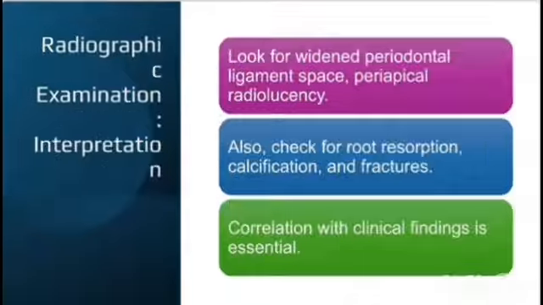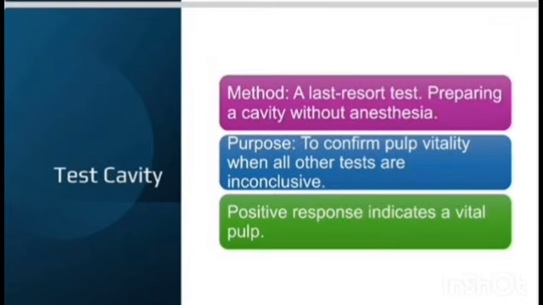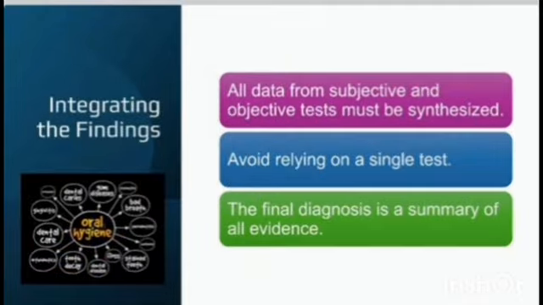And the last resort test will be a test cavity, where we have to prepare a cavity without using anesthesia. A positive response will indicate a vital pulp. So for all this data that we get, we have to not only rely on one test, because multiple problems can give positives to one test. So we'll have to take multiple tests, synthesize objective results, and then give the diagnosis.